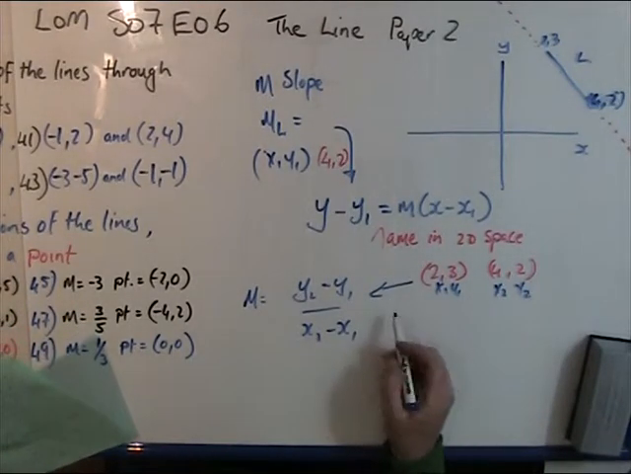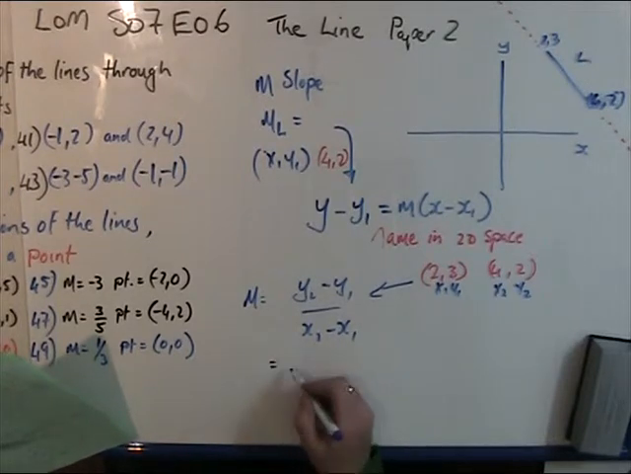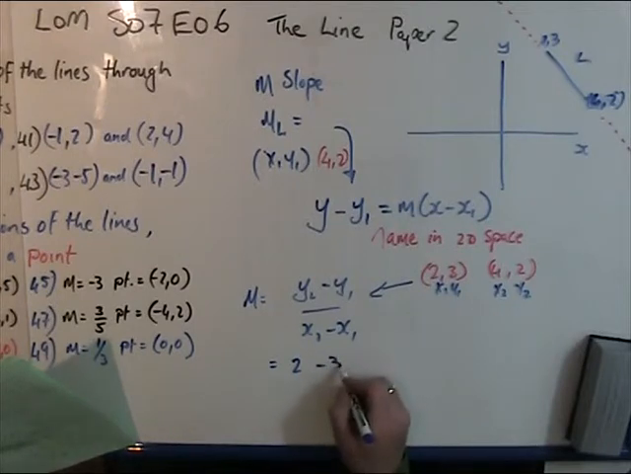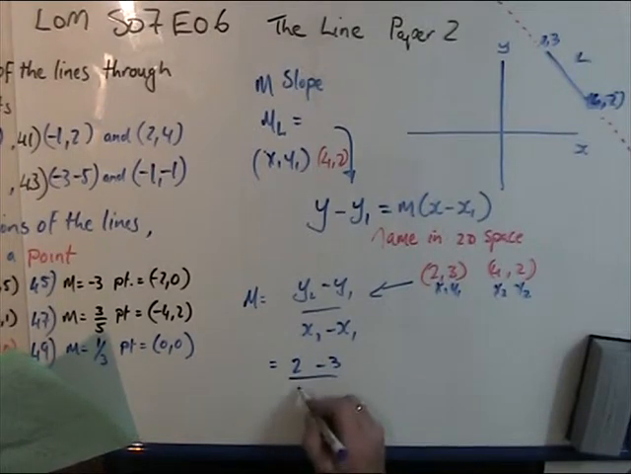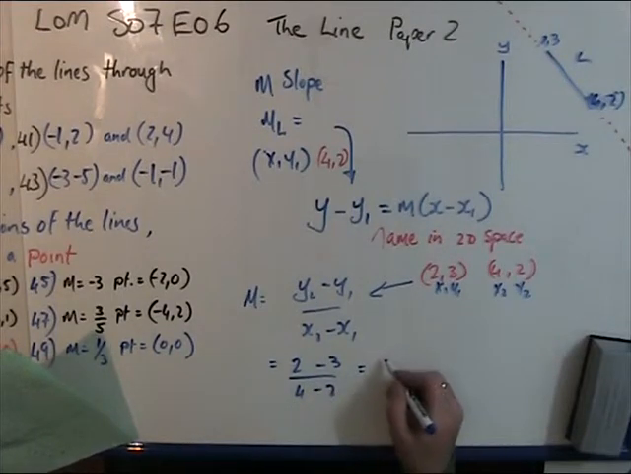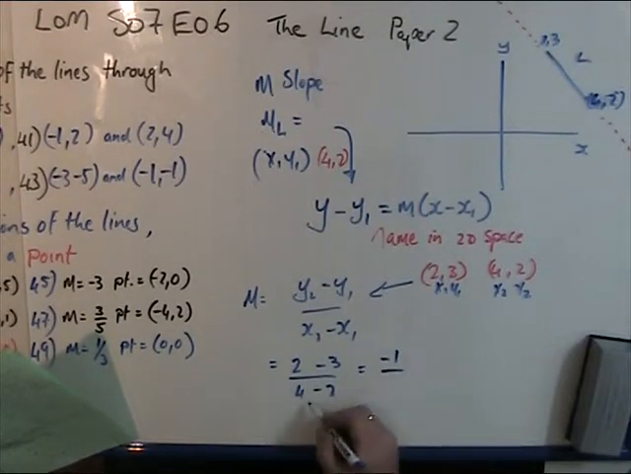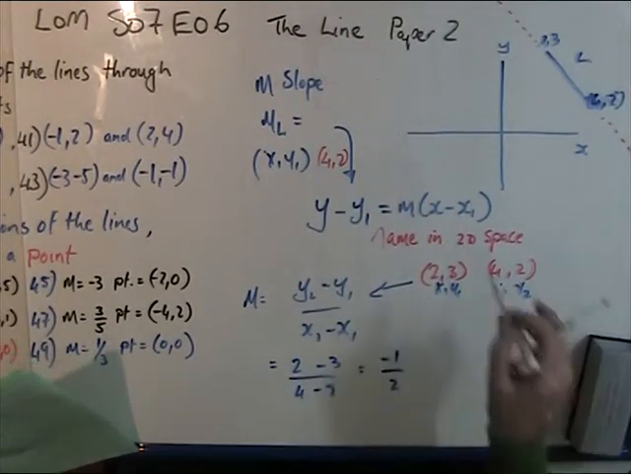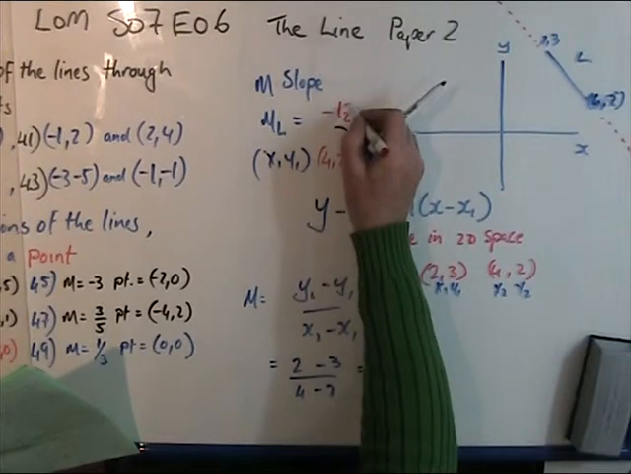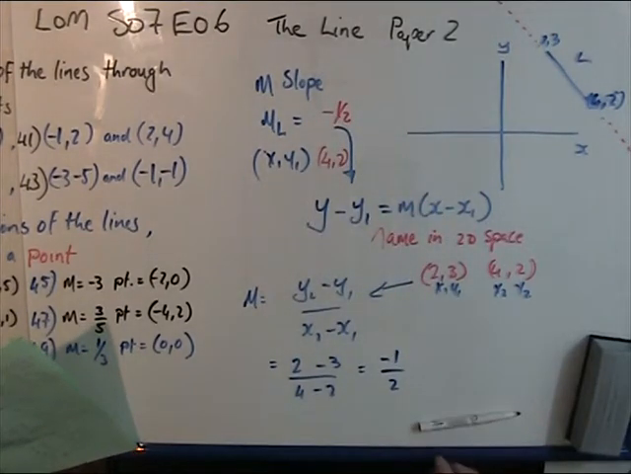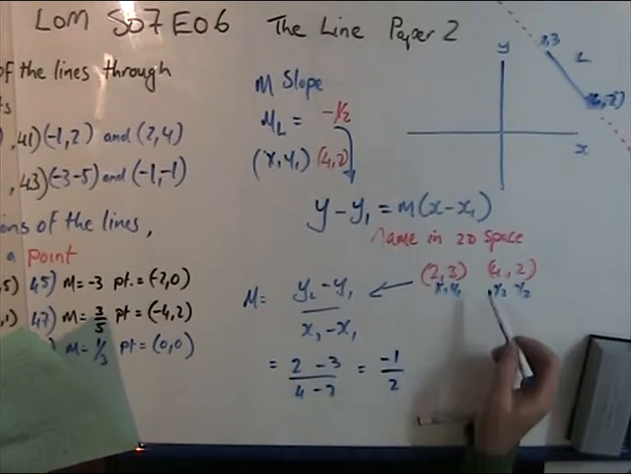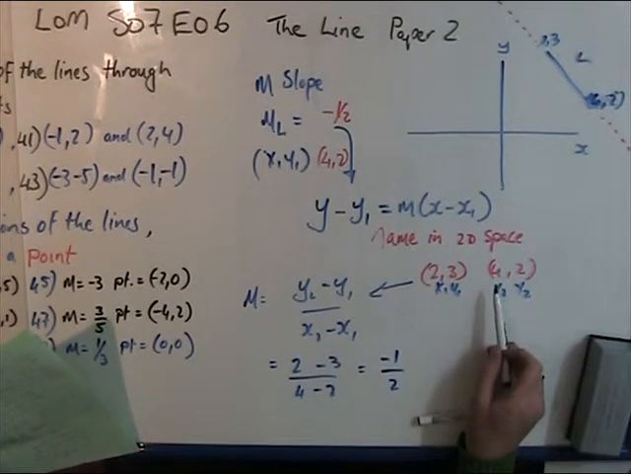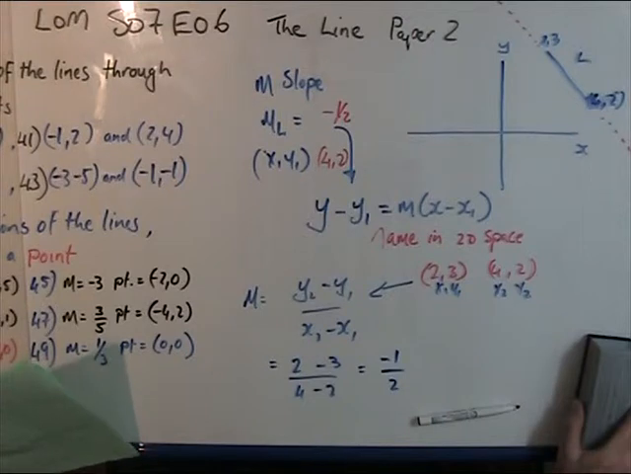So I'm putting them into the equation here, and m is equal to y2 minus y1, so it's 2 minus 3, all over x2, which is 4, minus x1, which is 2. So you get minus 1 on top and 2 on the bottom. So the slope of that is minus a half. And you put it back up there, so you know where it is. We'll just check that: 2, 3, 4, 2. Yeah, it looks okay to me.